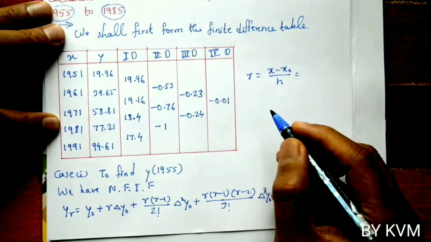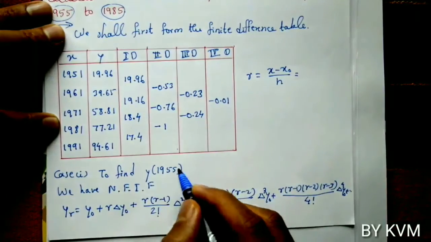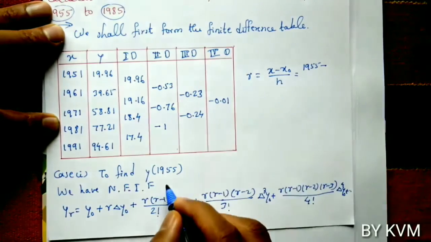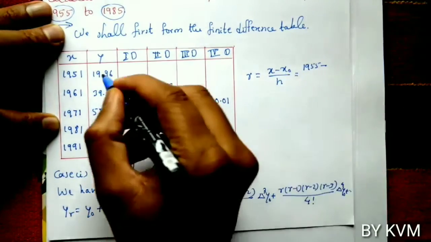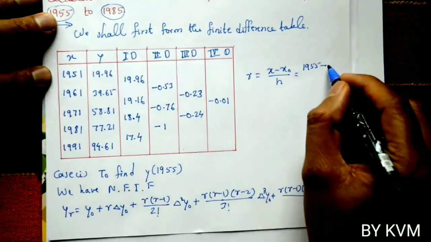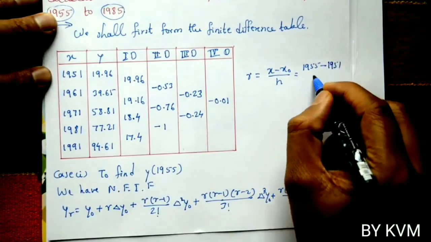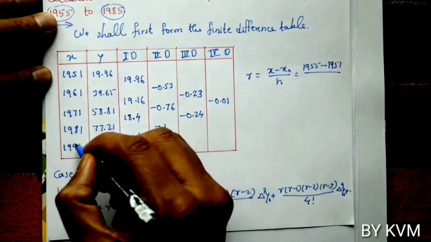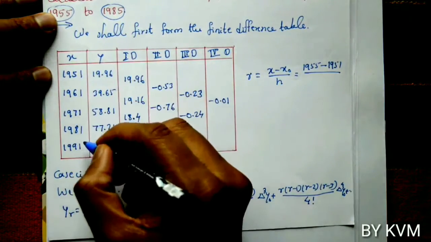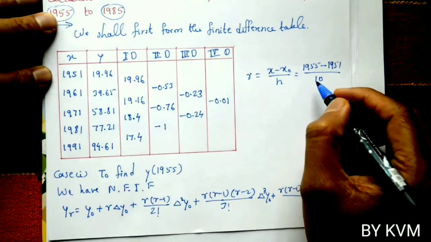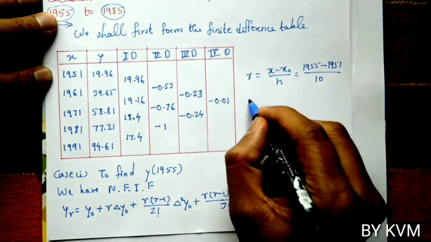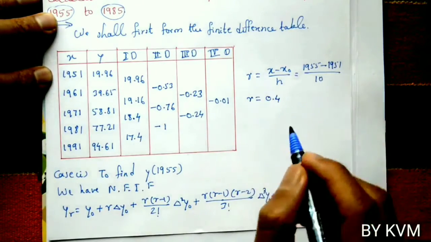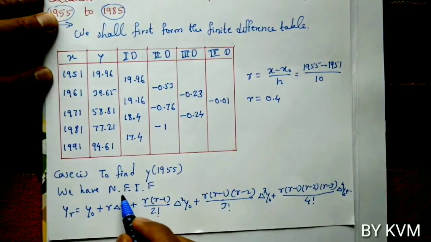r is x minus x naught by h. So x is 1955 minus x naught, that is the first value of x, 1951, by h. h is the difference between the values of x. So what is the common difference? The common difference between the values of x is 10. So r equals 1955 minus 1951 is 4 by 10, that is 0.4.